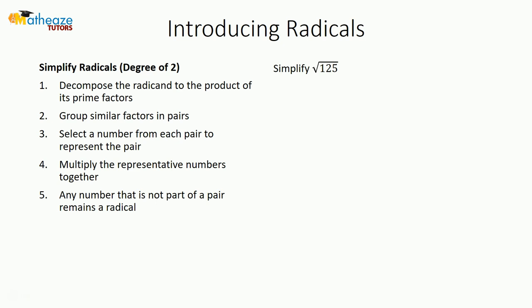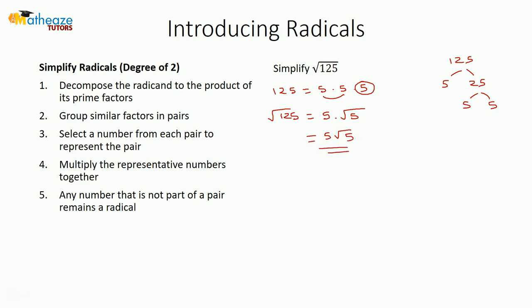Let's look at one more on degree 2. So 125, let's decompose that. 5, 25, 5, and 5. So 125 is 5 times 5 times 5. So we group in pairs. So the square root of 125 is 5, which is part of the group, and then this 5 is alone, so we put it under the square root sign. So this is 5 square root of 5.